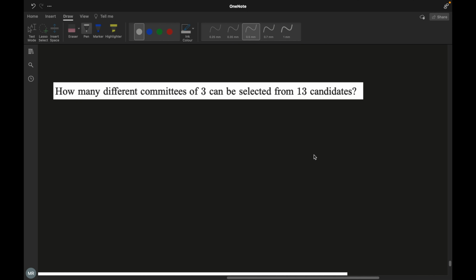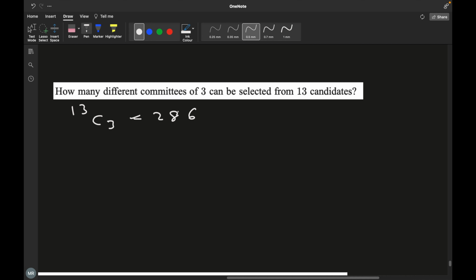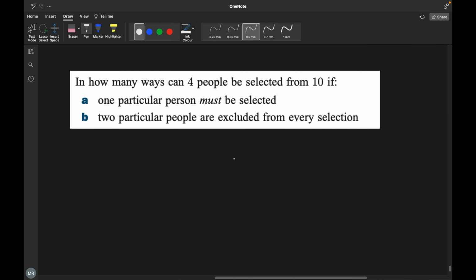This is easy. How many different committees of 3 people can be selected from 13 candidates? 13C3, because we're selecting 3 from the available 13 people. So 13C3 is 286. That's the number of ways. All right.